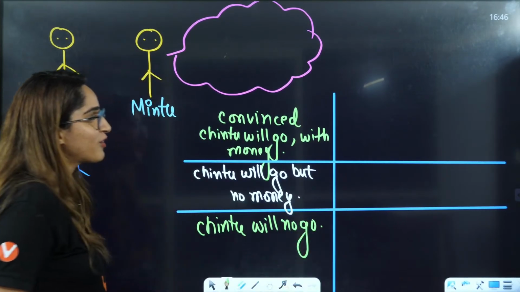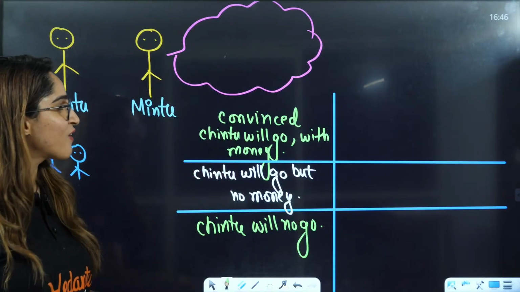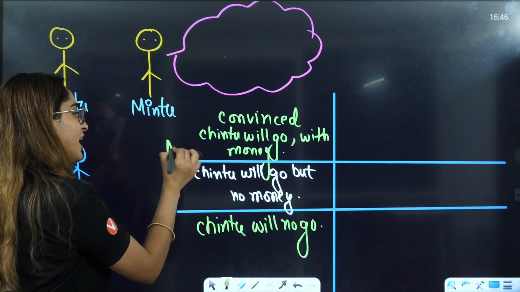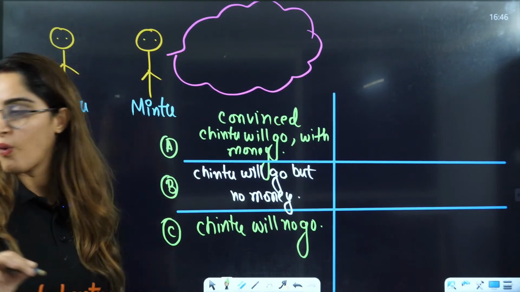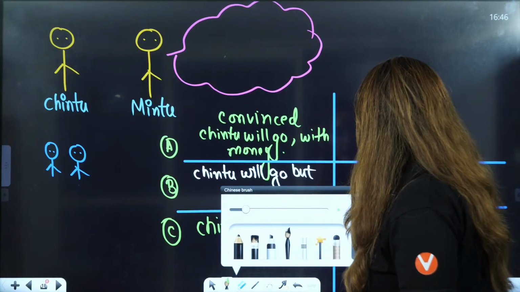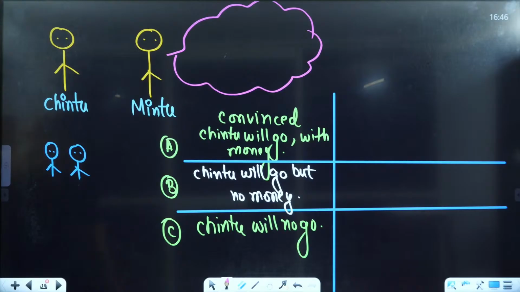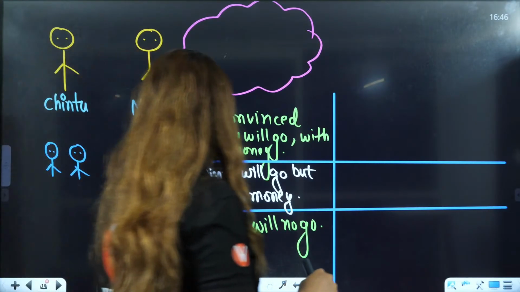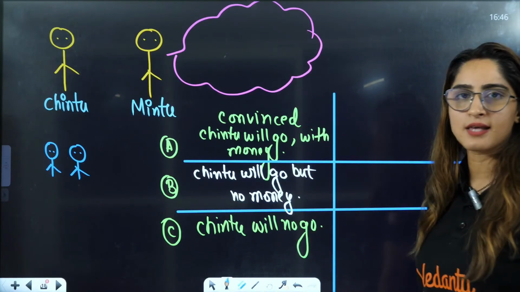What do you think? What are your parents? This one or this one? A, B or C? If I say this is the A case, this is the B case, this is the C case, what are your parents in this? They will agree or they will not agree? So now, these three cases are possible.